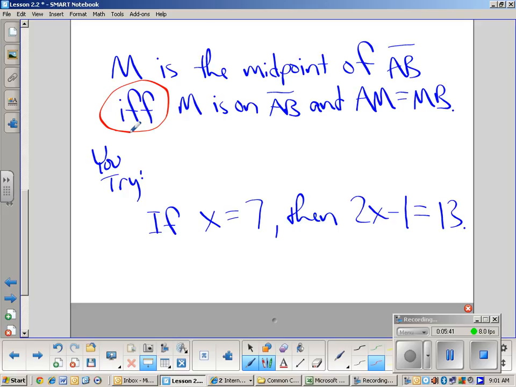Now, as a biconditional, we just take those two statements and in the middle we place a what? IFF. If and only if. So we would say x equals 7 if and only if 2x minus 1 equals 13. Or we might say 2x minus 1 equals 13 if and only if x equals 7. So that's how we would write that. Now I'll finish these and post this to the internet as soon as you guys leave during my conference period. But tomorrow in class we'll finish the rest of our notes.